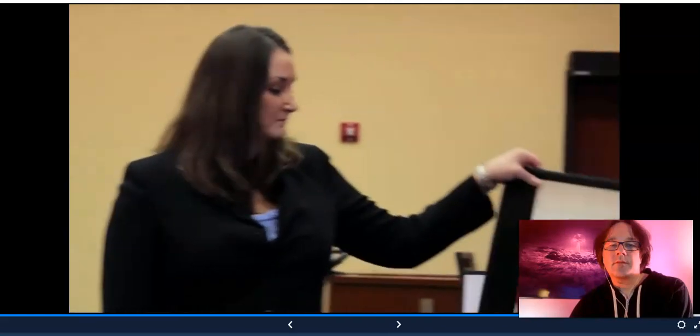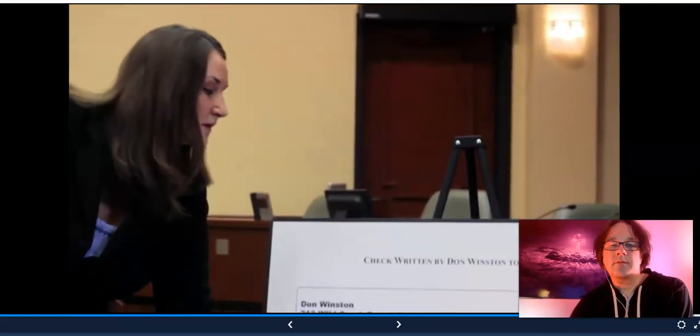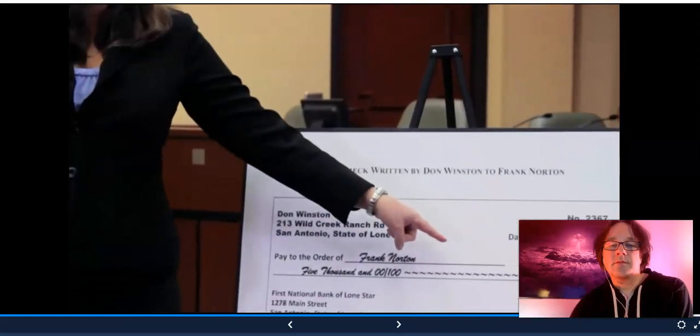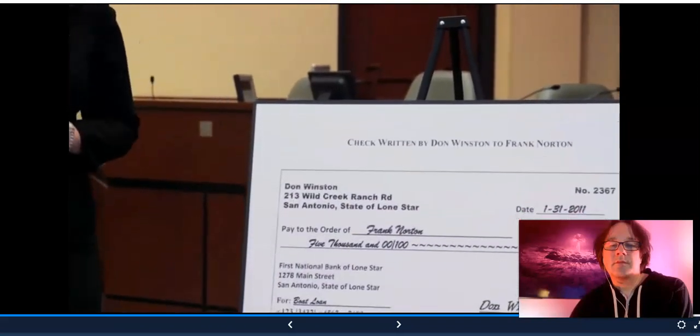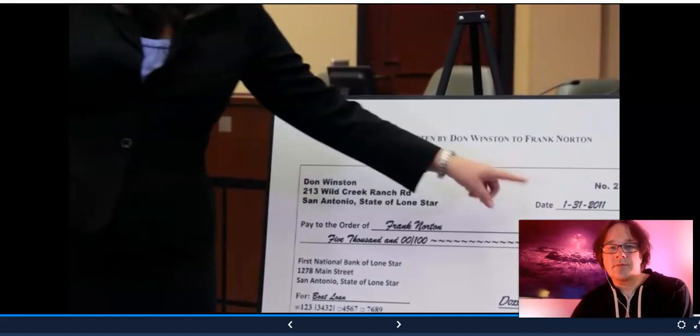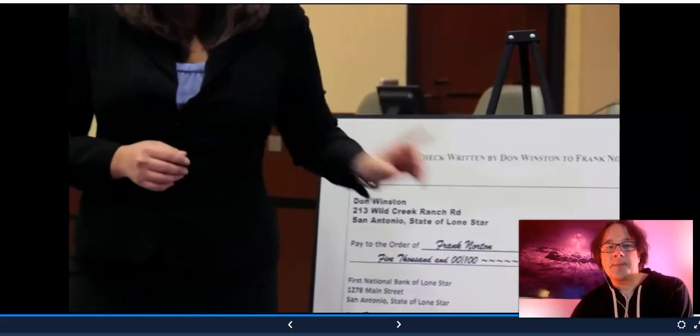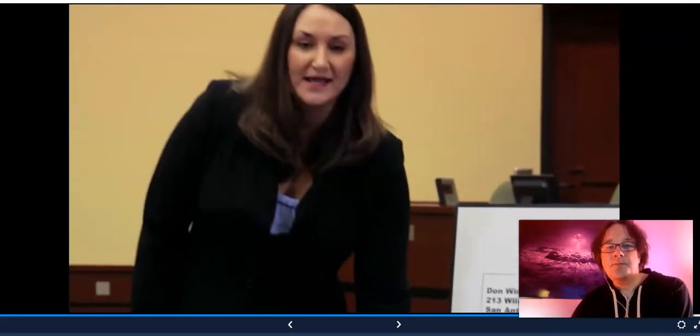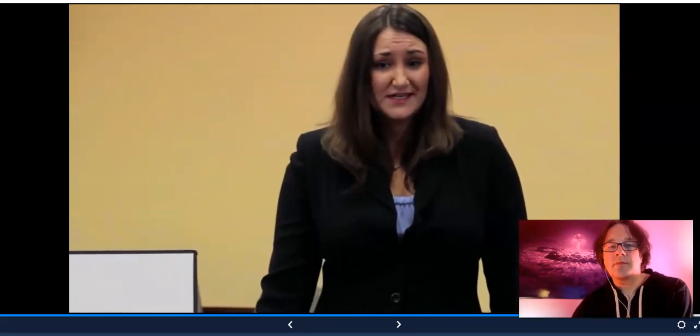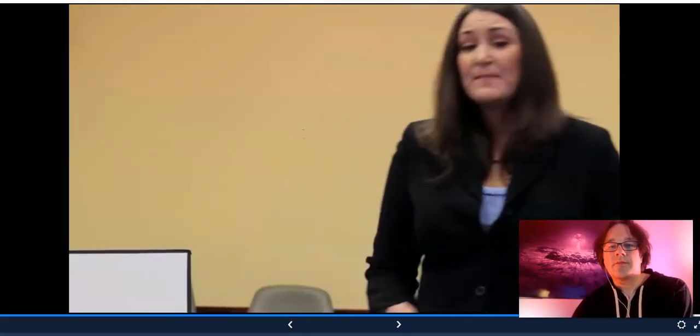Finally, the money. Here it is. $5,000 from the defendant to Frank Norton. That check was written on January 31st, after Nancy Mason's hand had been placed in the back of his pickup truck, after he sent the email requesting that Nancy Mason be killed. Members of the jury, make no mistake, the defendant paid for what he got: a murder, a missing body, and a hand.